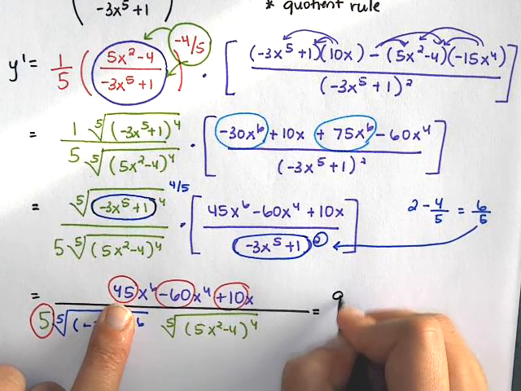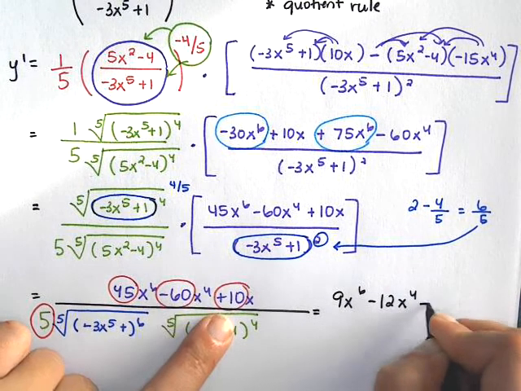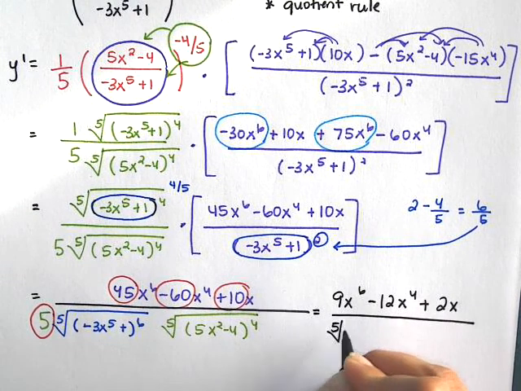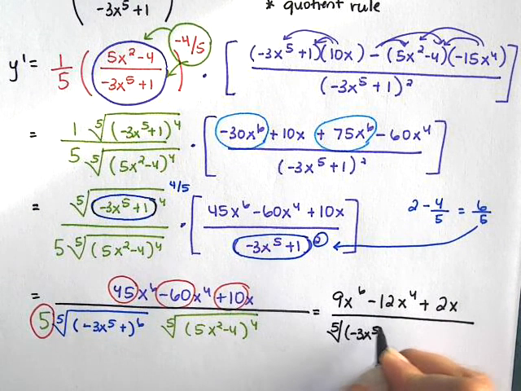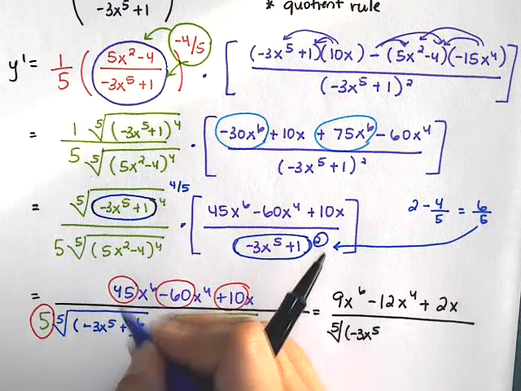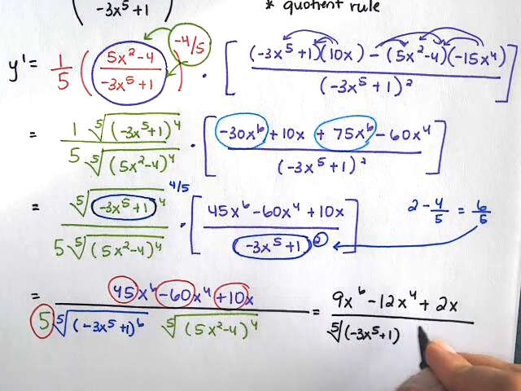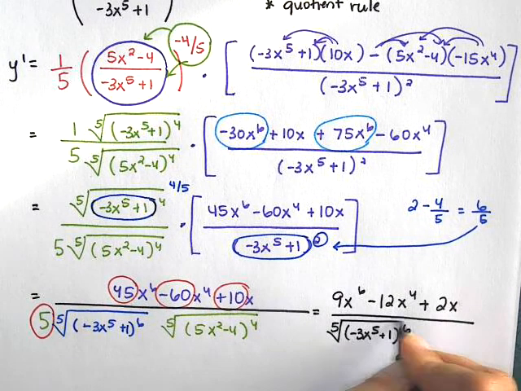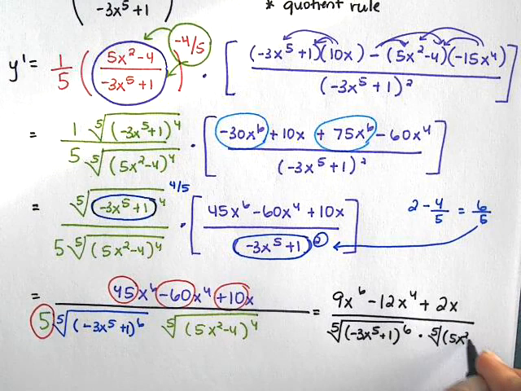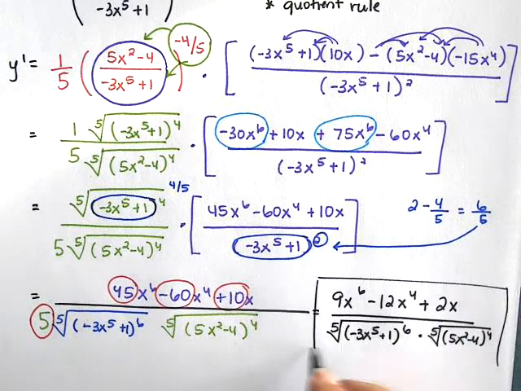45 divided by 5 would be 9x to the 6th minus 12x to the 4th plus 2x all over the 5th root of negative 3x to the 5th. Ooh, I didn't write the 1 over here. I'm sorry. Plus 1 to the 6th times the 5th root of 5x squared plus 4 to the 4th. And that's your final answer.